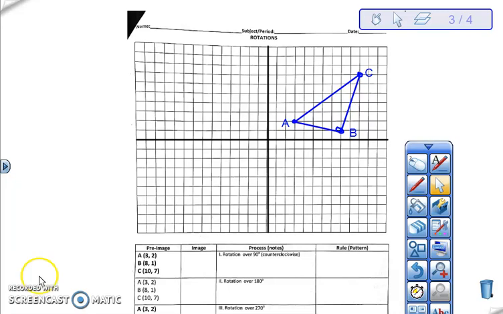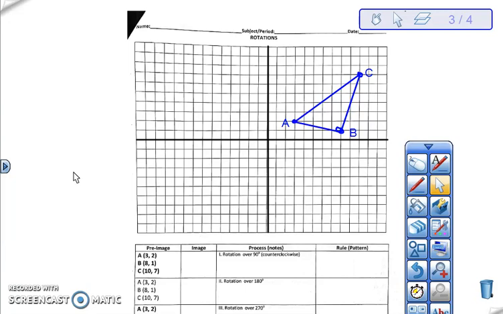All right, welcome. So our third topic in transformations is rotations. Again, rotations are pretty much what they sound like. We're going to take the figure and rotate it a certain number of degrees in a certain direction. If you notice, we're using the same pre-image that we were using in the previous video. It's just easier to have the same base we're looking at. So we've got triangle ABC and we've got our 3 points.